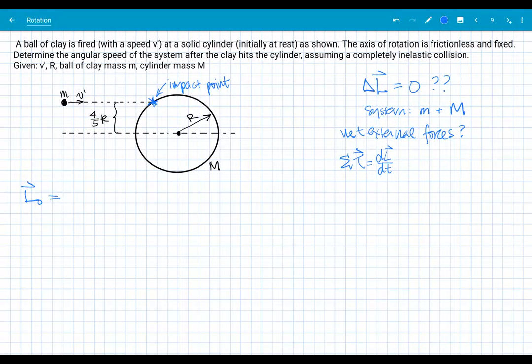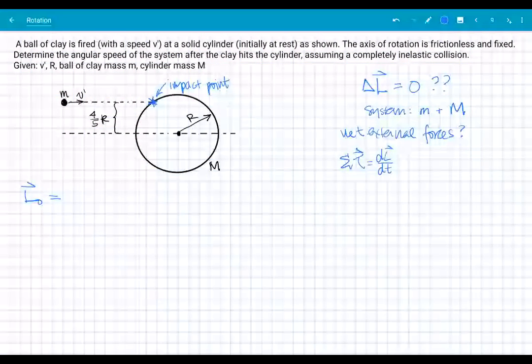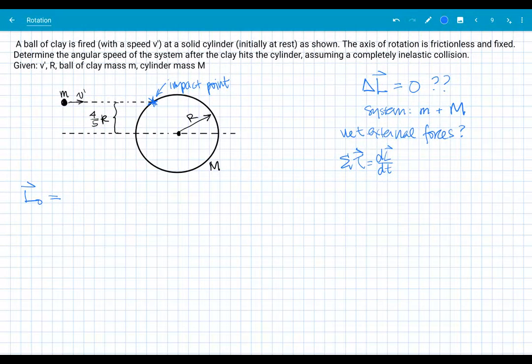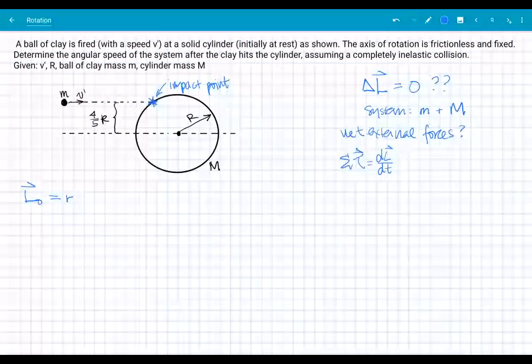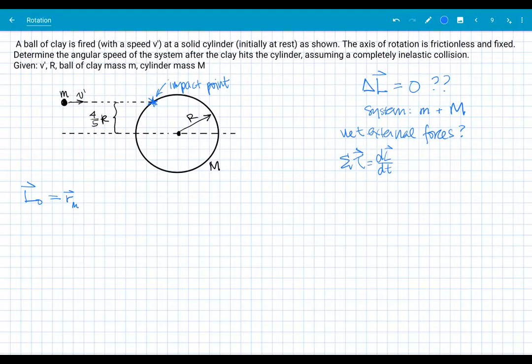angular momentum here, initially the angular momentum is all in the ball of clay, right? Because initially the cylinder is not moving at all. We don't have any angular momentum. There's no rotation, nothing going on in the cylinder. So I know that initially everything is in the ball of clay. So that ball of clay is a particle, yeah? I can think of the ball of clay, and I'm going to consider here R cross P.